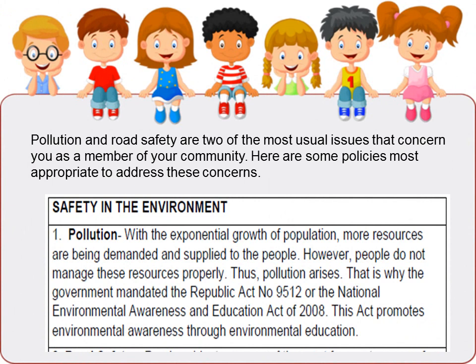We also have pollution and road safety, two of the most usual issues that concern you as a member of your community. Here are some policies most appropriate to address these concerns. So we have safety in the environment. First, we have pollution. With the exponential growth of population, more resources are being demanded and supplied to the people. However, people do not manage these resources properly. Thus, pollution arises. That is why the government mandated Republic Act number 9512, or the National Environmental Awareness and Education Act of 2008. This act promotes environmental awareness through environmental education.